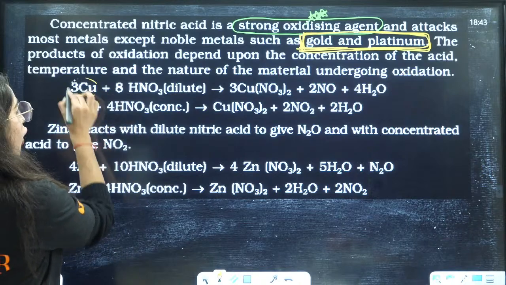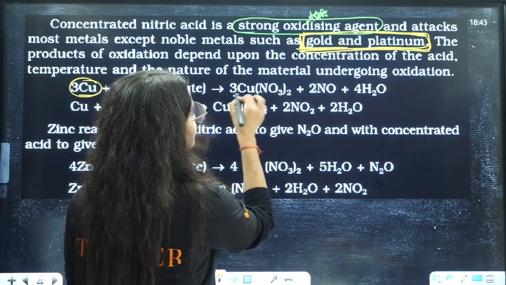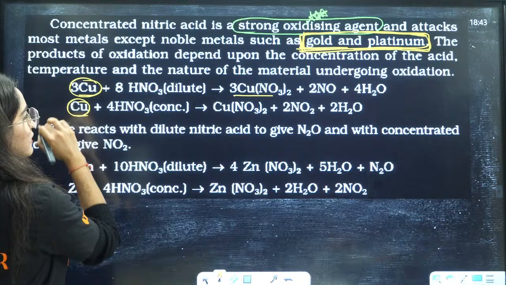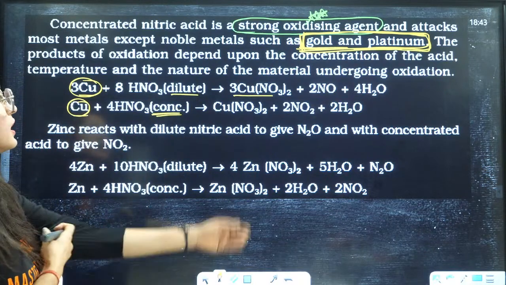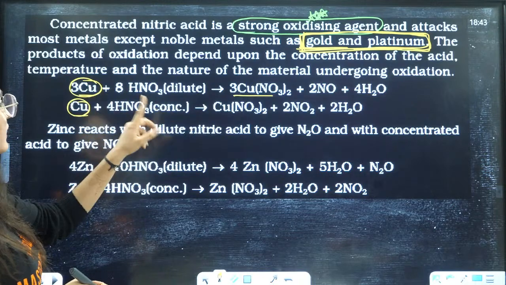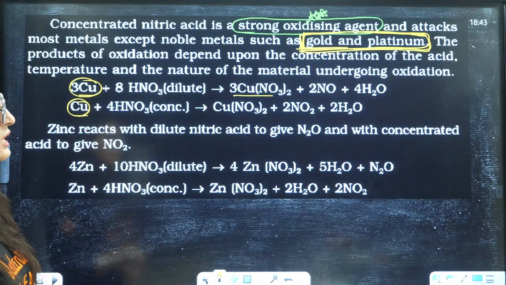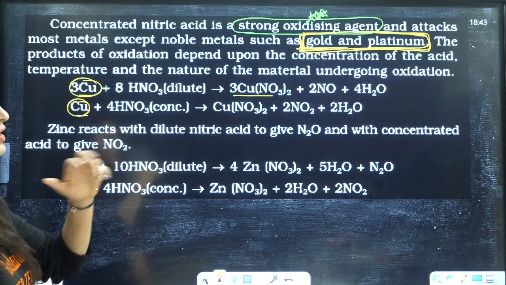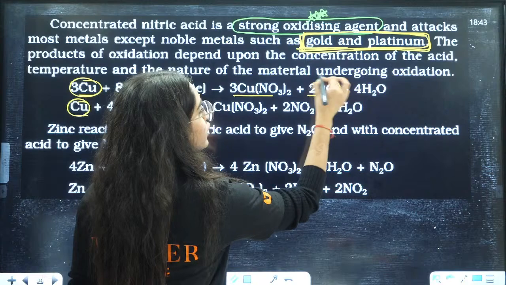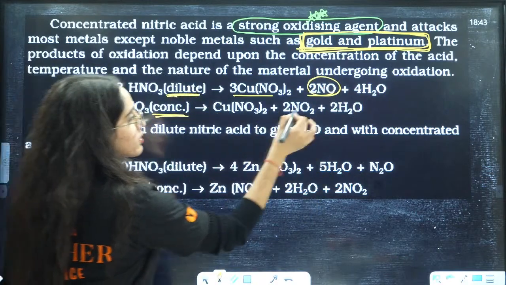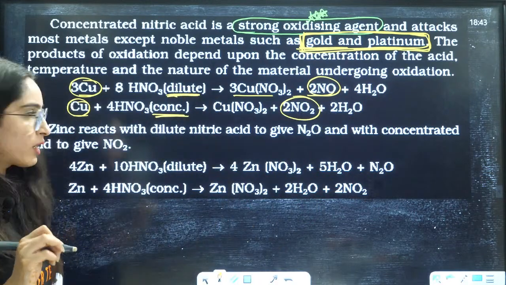So if you have copper, it can oxidize this copper. If you have dilute and concentrated acid, in that way it will give different products, right? So when you have dilute, it will have NO as a byproduct. When you have concentrated, it will have NO2 as a byproduct, right?